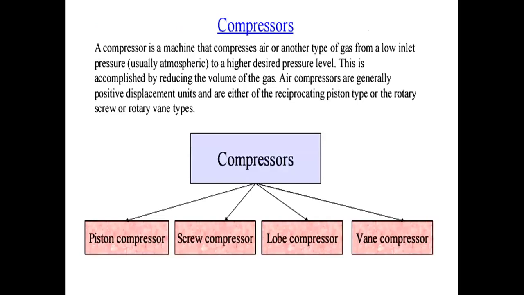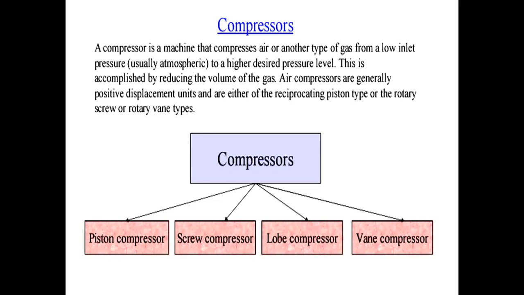Compressor. A compressor is a machine that compresses air or another type of gas from low inlet pressure to a high desired pressure level. This is accomplished by reducing the volume of the gas. Air compressors are generally positive displacement units, and they are either of the reciprocating piston type or the rotary screw or rotary vane type.